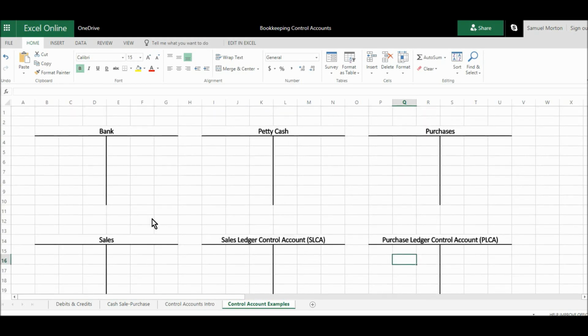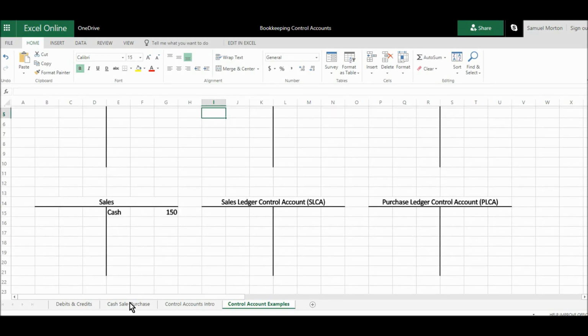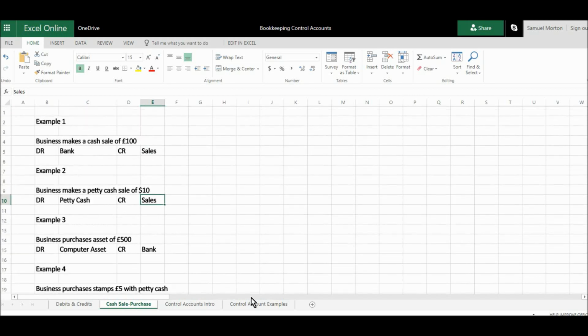So let's say a business makes a sale. Usually, if there's a sale, let's say it was a cash sale of £150, we would credit the sales account, that's the credit, and the debit went into petty cash. That would be the corresponding debit. So we have credit 150, debit 150 into petty cash. Pretty straightforward, just like I went through on this tab here.